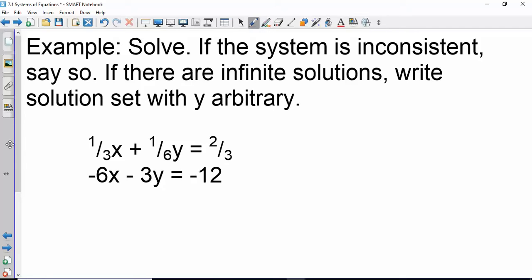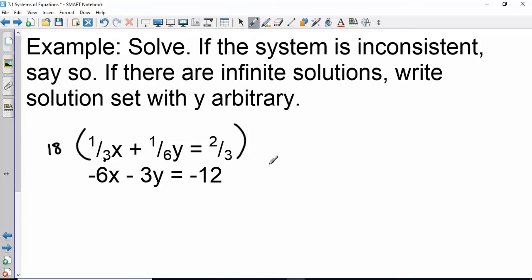If I were looking at the top, if I wanted to get rid of this denominator, what would we have to multiply by? 3. And that would give it a 1x. If I wanted to turn it into this, then you would have to multiply by 6. So if I have to multiply by a 3 and a 6, 3 times 6 is 18. Let's try multiplying by 18.